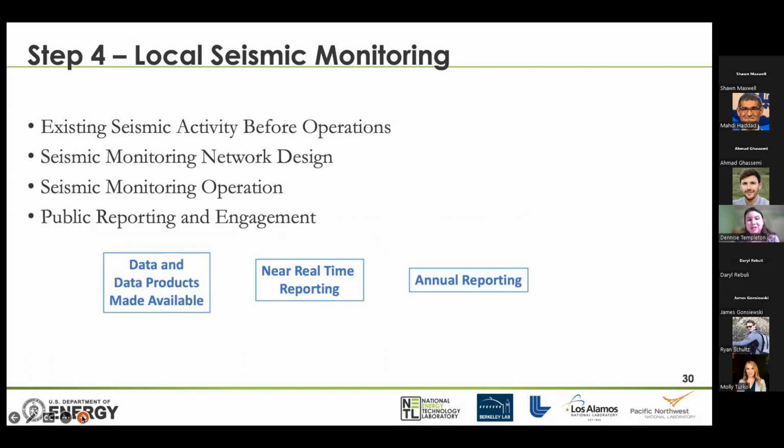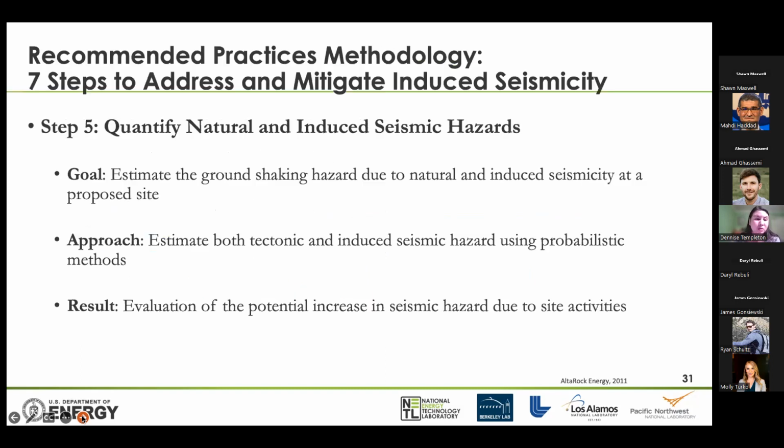Public reporting and engagement. What data products are going to be made available and when? What data products should we have in near real time? Catalogs, waveforms, that sort of thing. And what can be done on an annual basis? What reporting can be done on an annual basis?